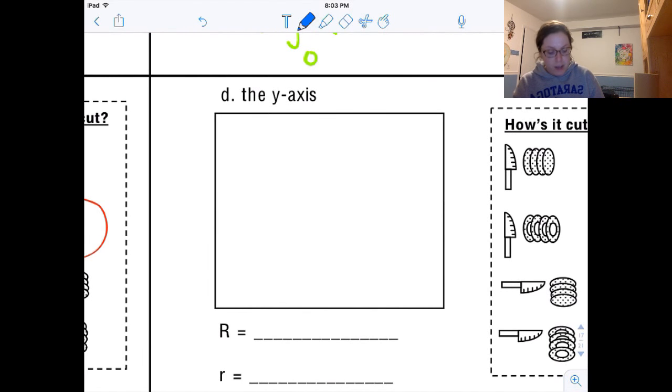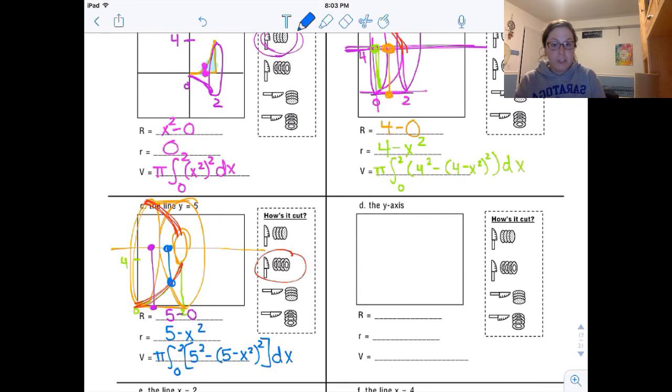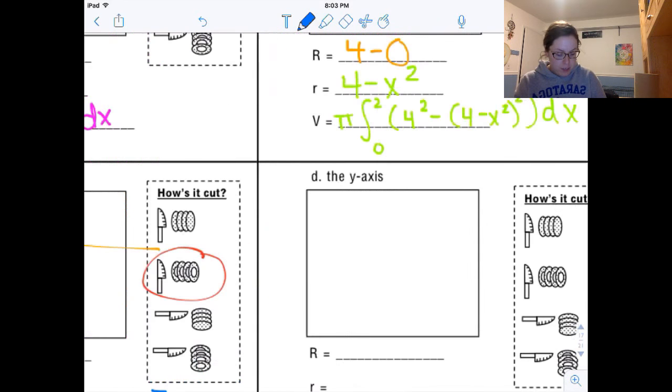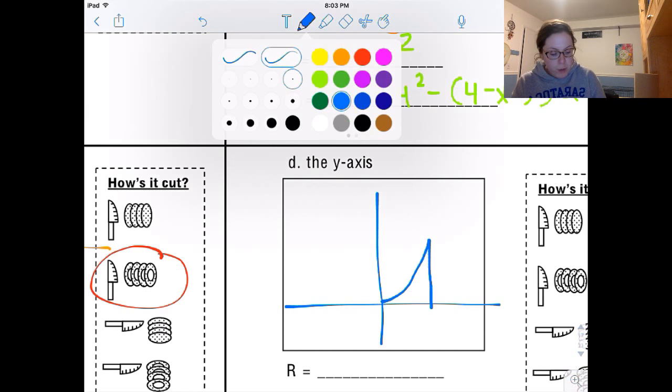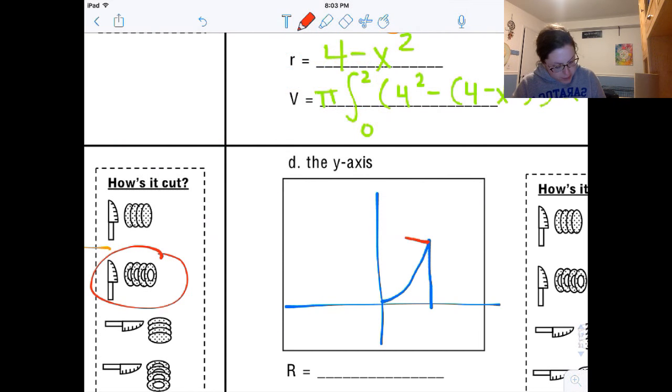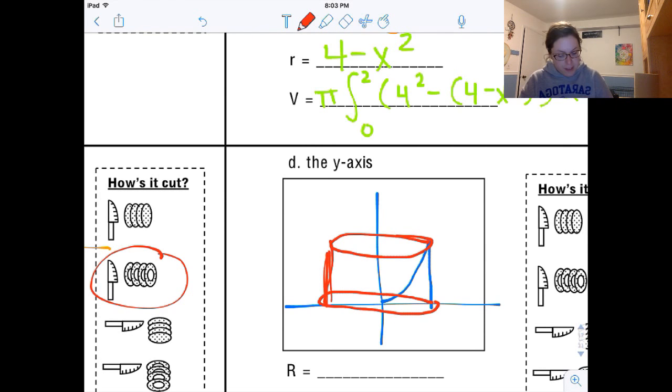So this original region looked like that. So my y-axis was here, my x-axis was here. It looked like this. And I'm going to rotate that around the y-axis. So this is going to rotate around like this. This bottom part will rotate around like that. So we're going to get, again, a cylinder-looking thing on the outside with a scooped out sort of center. So it's a cylinder with the middle scooped out.